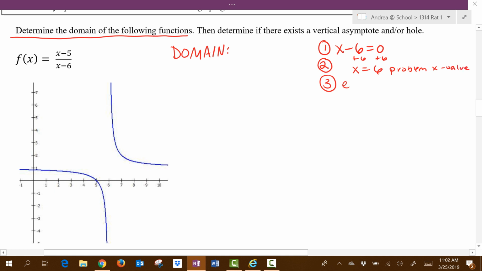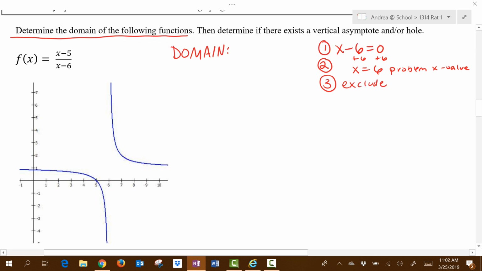So we want to exclude that from the real number line. So we want to exclude this x value. So we're going to draw our number line. We will put 6 on the number line. We will put an open circle to mean not included. And then we will include every x value except for 6. So our domain becomes negative infinity all the way to 6, but not including 6. And then again from 6 to positive infinity.